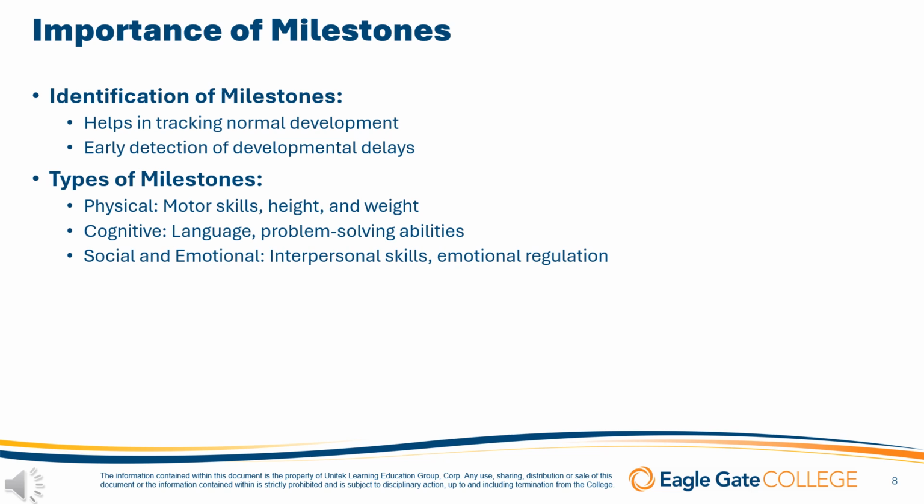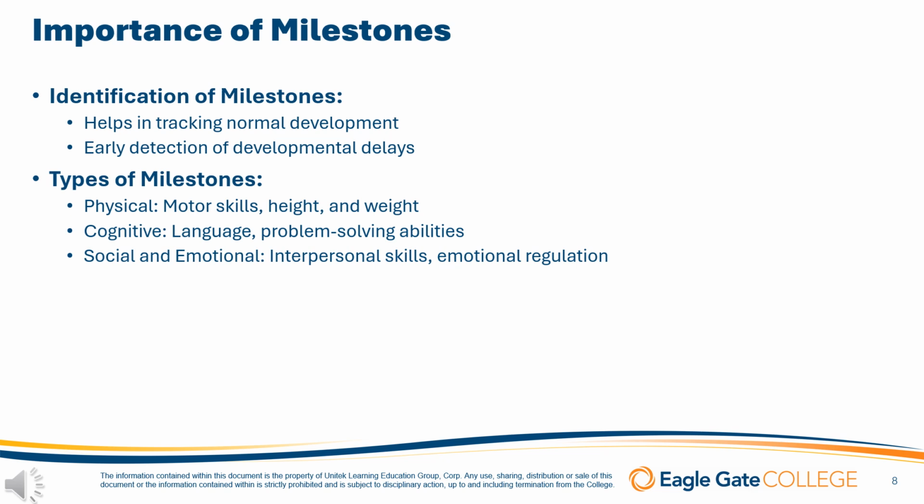For example, most children begin to crawl around 6 to 10 months and walk by 12 to 15 months. These benchmarks allow for the monitoring of a child's growth and development. If a child reaches these milestones on time, it indicates that their development is proceeding normally. Early identification of developmental delays is essential for timely intervention.